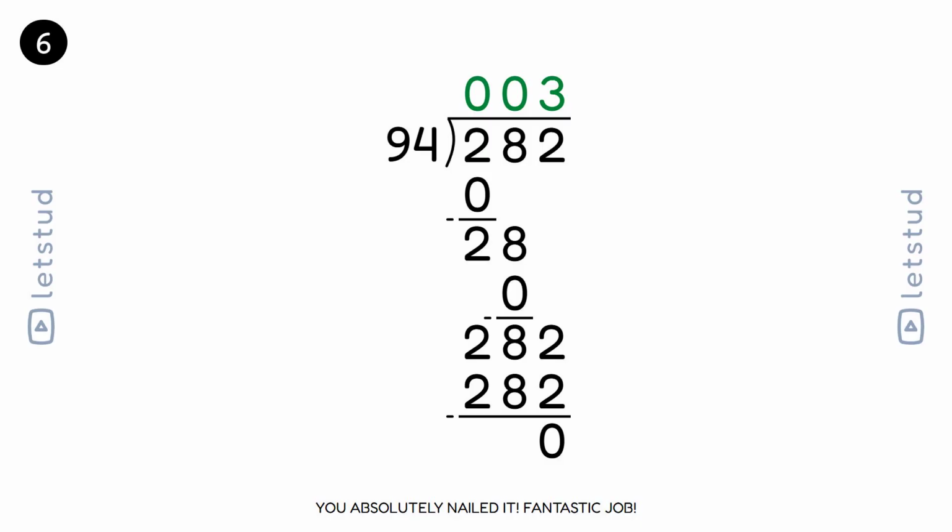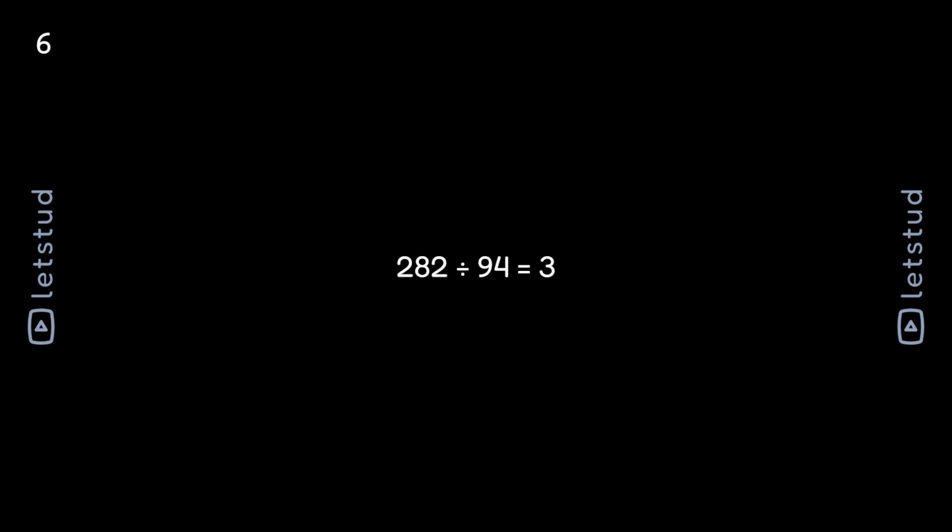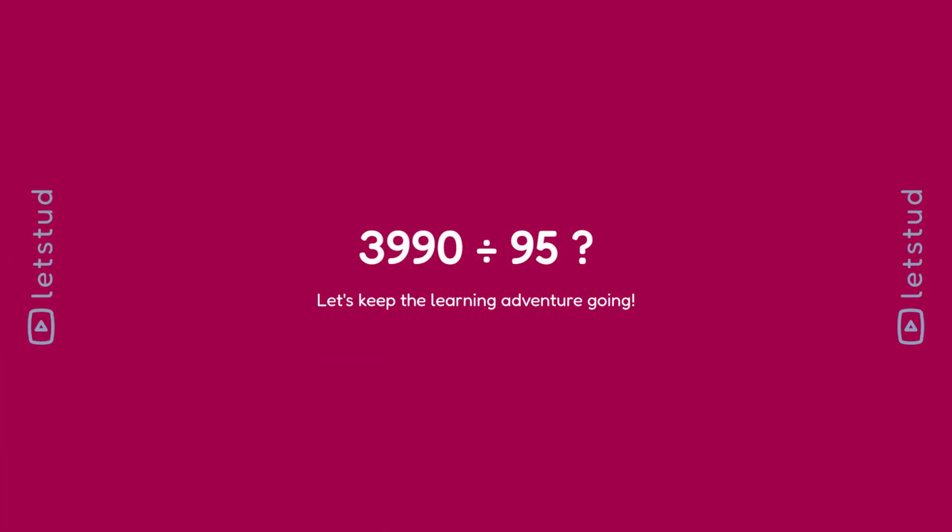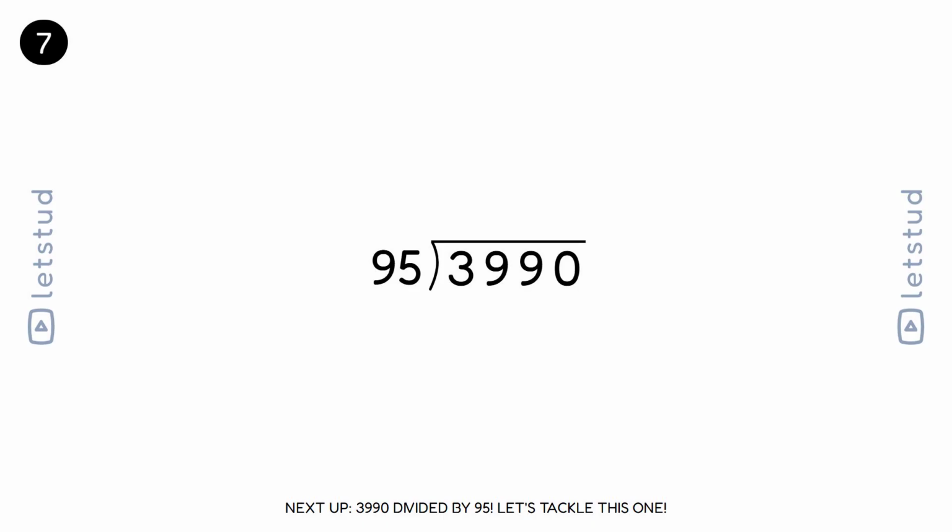Fantastic job. Another problem solved. Ready for more math magic. Hooray, 282 divided by 94 is 3. You're a long division star. Let's keep the learning adventure going. Next up, 3990 divided by 95.